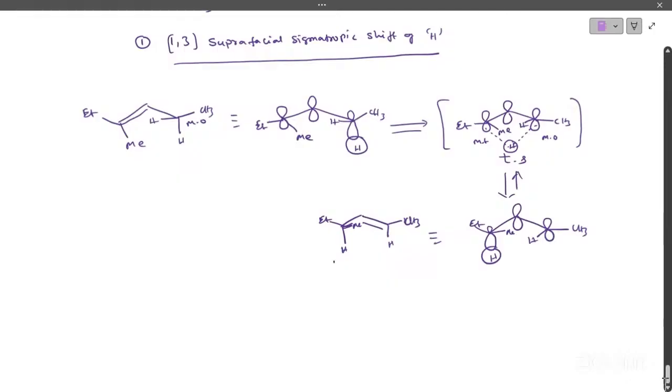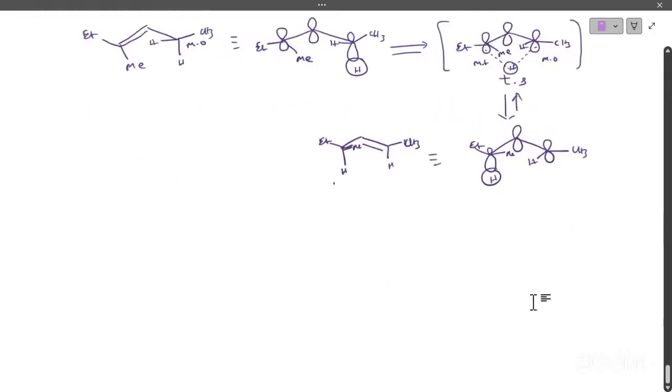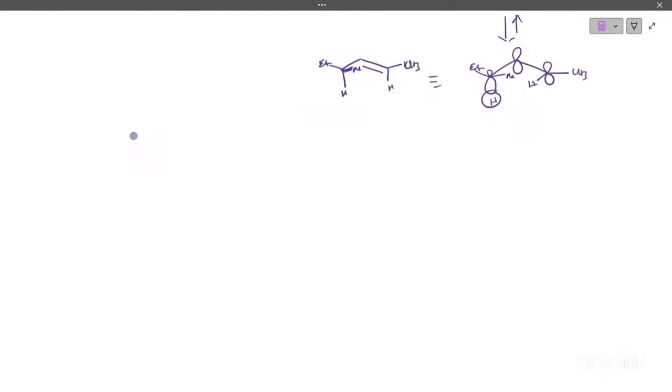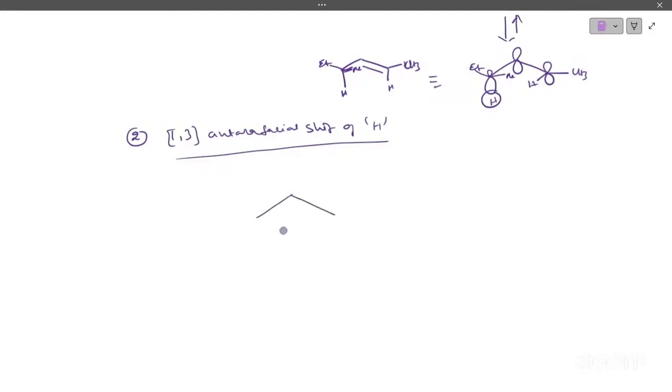Suprafacial migration. Now, when you come to the second stereochemical mode, the 1,3 antarafacial shift of hydrogen. You can also write it as antarafacial sigmatropic shift of hydrogen. Okay. Directly I am taking the transition state only. No need to draw anything.